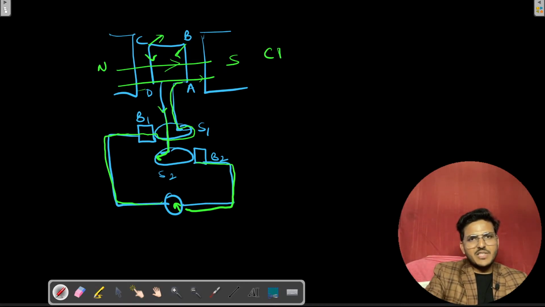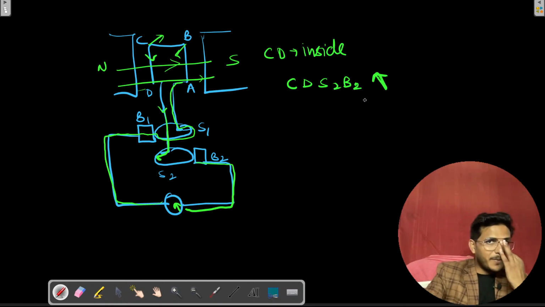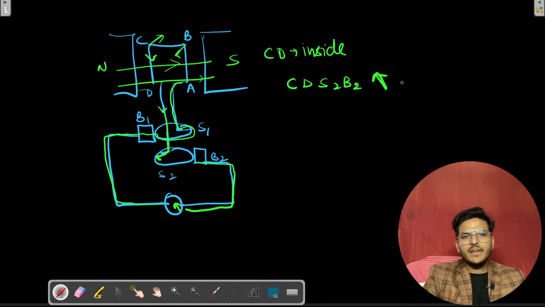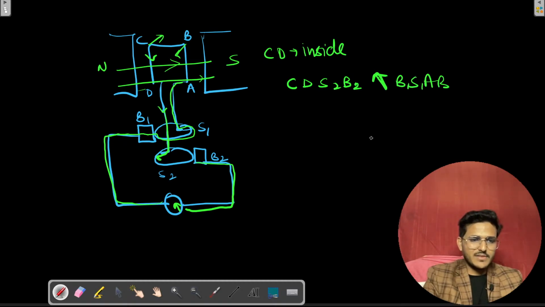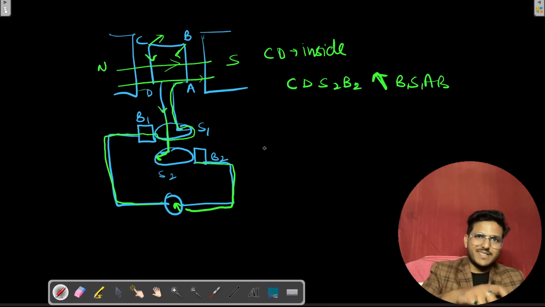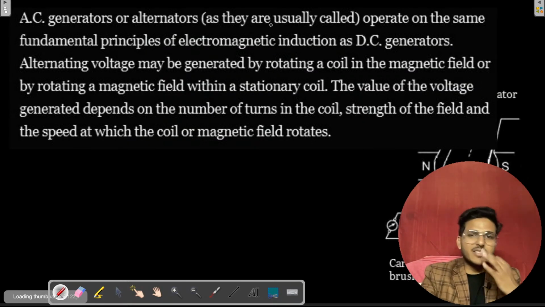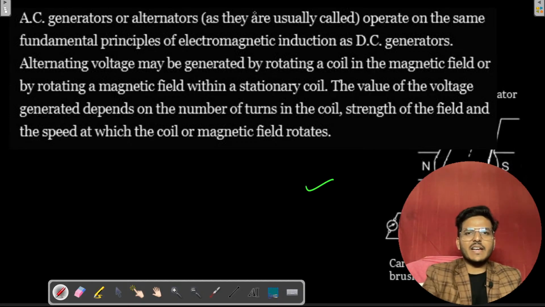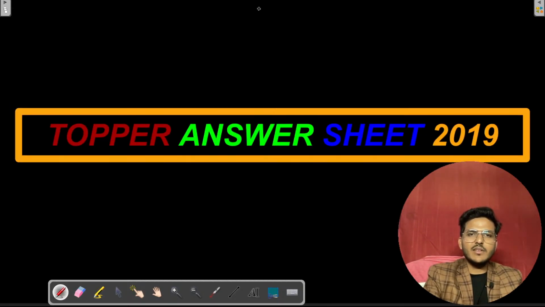So if CD inside, then the direction of current from CD, S2, B2, and in galvanometer, this time the direction of current is anti-clockwise, right? B1, S1, AB. All right. If this is DC generator, then we use commutator at the place of slip rings, right? Commutator at the place of slip rings. See, this is the final diagram you are given.